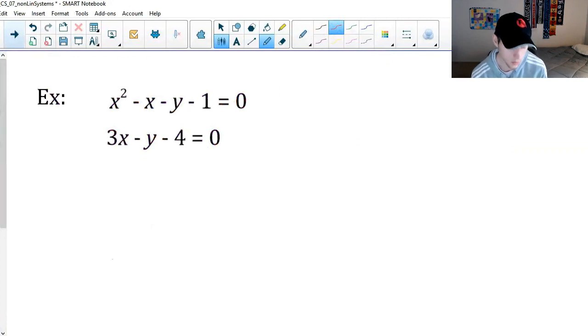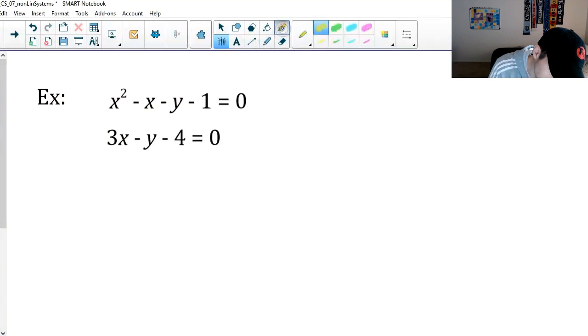Let's take a look at our first example. This is a more basic example. x squared minus x minus y minus 1 equals 0, and 3x minus y minus 4 equals 0. We can see that the first equation is nonlinear. It has that x squared term in it.